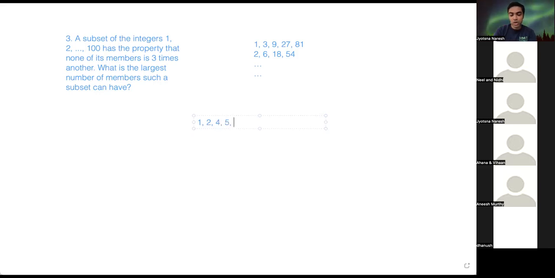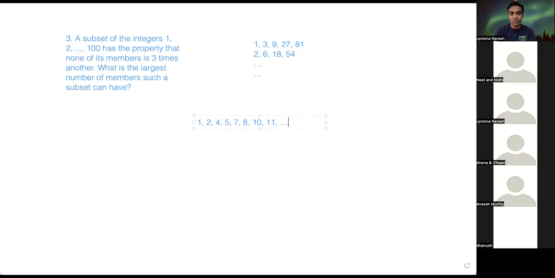Okay, good. Yeah, so this is one way that you can start off. But let's see why this doesn't give us the best solution. So this is correct in that this is a set of numbers that don't have a member that is 3 times another, right?